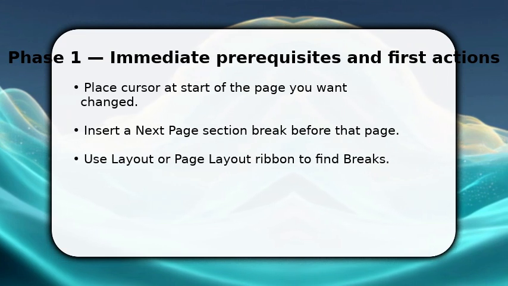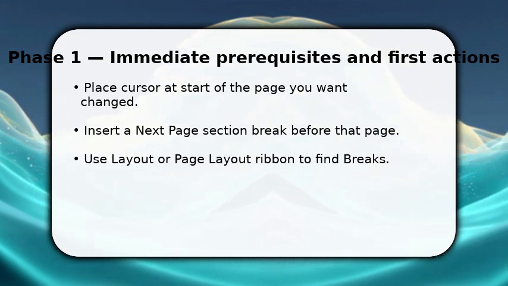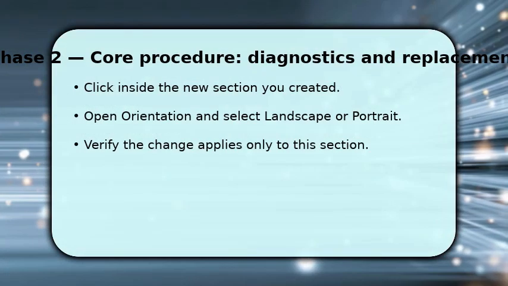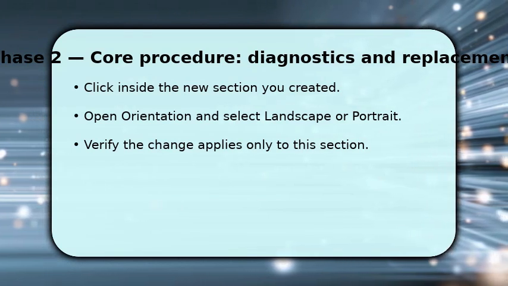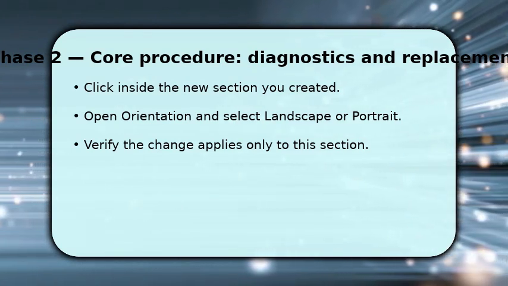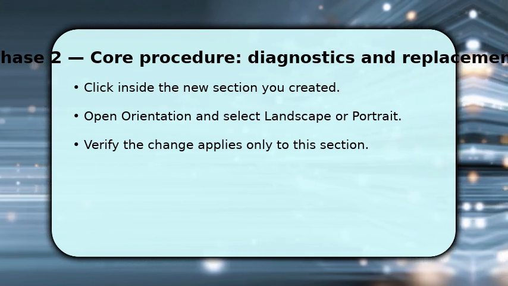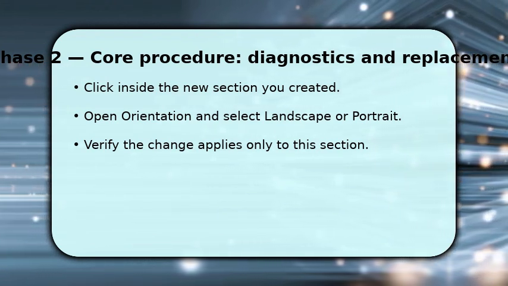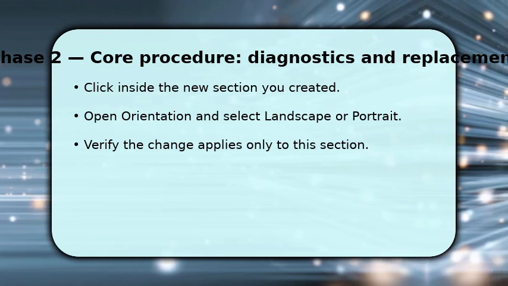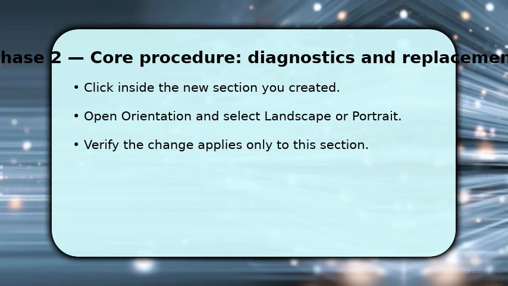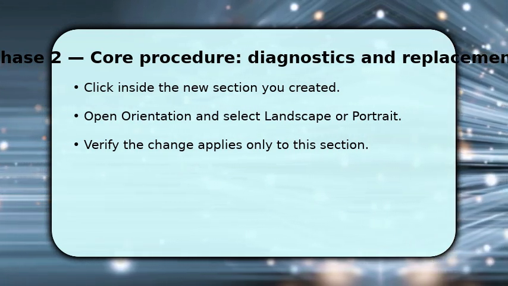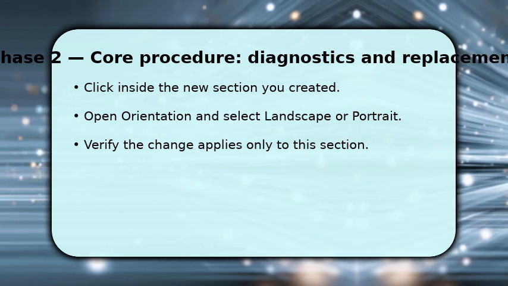With the cursor inside the section, go back to the Layout or Page Layout tab and open Orientation, selecting Landscape or Portrait as required. Word changes the orientation for the entire section, so you must ensure the section contains only the one page intended. Once selected, check the adjacent pages. If they changed too, you likely missed adding a following section break.